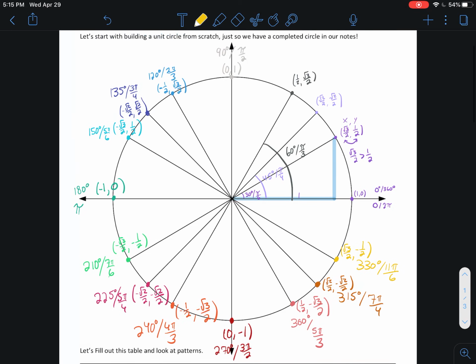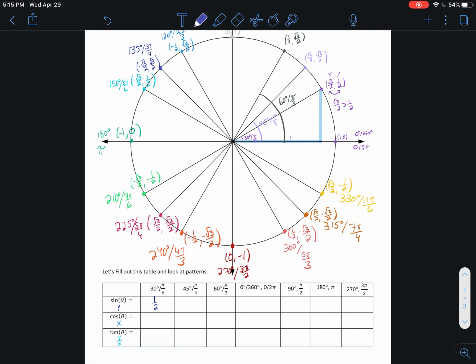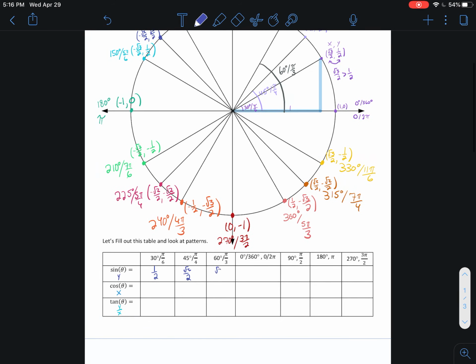The way we're going to fill this out is we have to remember that sine is the y value of all of the points. Cosine is the x value of all of the points. And then tangent is the y over x value of all of the points. So let's just go through all of the sines first. So 30 degrees, the y value at 30 degrees is positive 1/2. The y value at 45 degrees is radical 2 over 2. The y value, or the sine, at 60 degrees is radical 3 over 2.